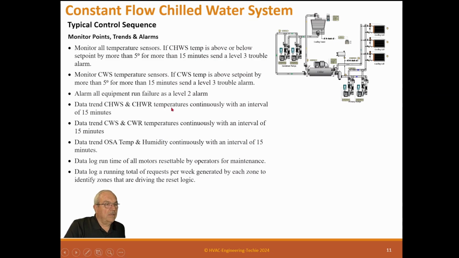Data log a running total of requests per week generated by each zone to identify zones that are driving the reset logic. So this is a report I've always done. I would normally do this on a weekly basis. You could do it on a monthly basis if you want. But what it's doing is trying to find that zone that is always generating tons of requests. Why is it generating more requests? So you just simply record the number of requests by zone. And if you get one that's 10 times everybody else, that one's driving a reset, you've got to do something about it. It's got something wrong.